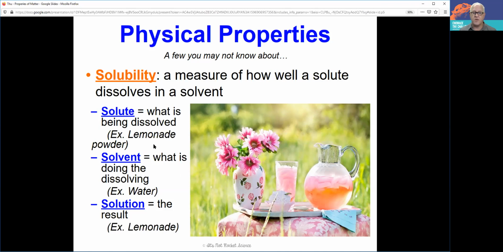For example, if we look at the lemonade I started off with, in this picture here we start off with the pink lemonade powder and the water, and we mix it together, and it becomes a homogeneous mixture because it's evenly distributed, and we end up with nice lemonade to drink.